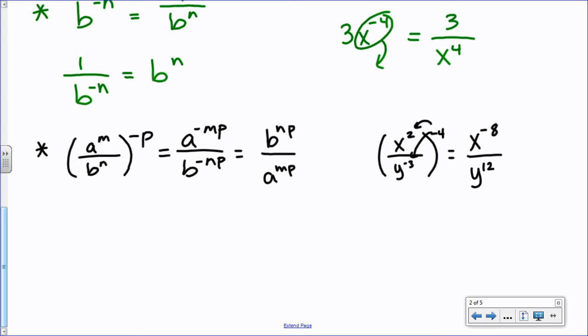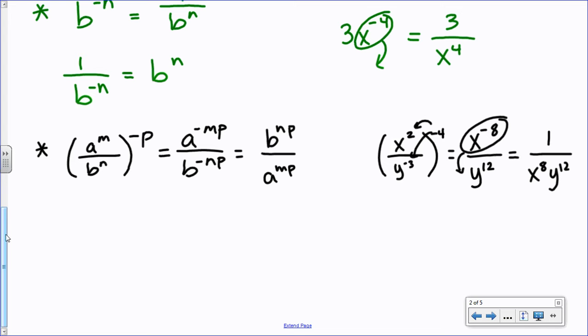y to the 12th, because negative 3 times negative 4 is positive 12. So what is the negative exponent? Just the x. So I'm going to move that. Am I going to move y? No. So I have x to the 8th, y to the 12th on the bottom. I can't leave any numerator empty though, so I have to put 1.